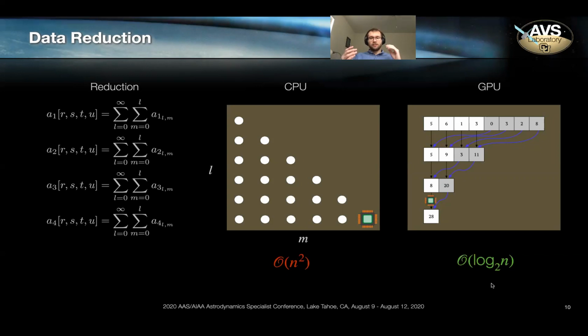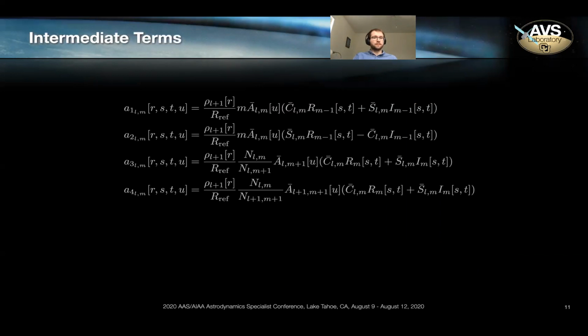So if you want to ask, does GPU seem like an algorithm well suited to be put on a GPU? In this case, absolutely. Now comes the other routine, which is calculating these intermediate terms. And if that's well suited for a GPU is a little less clear. So let's break down these terms for a second.